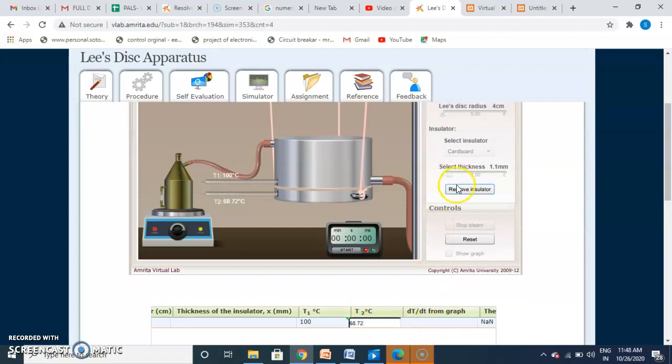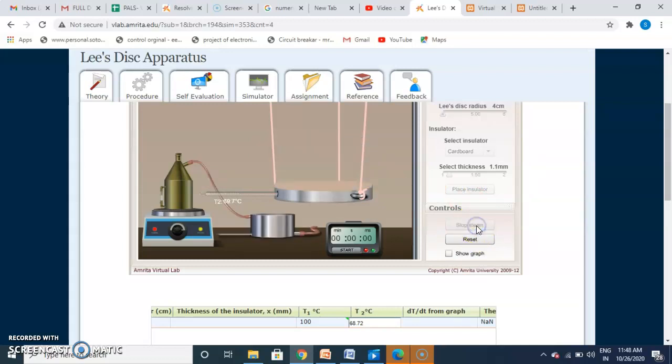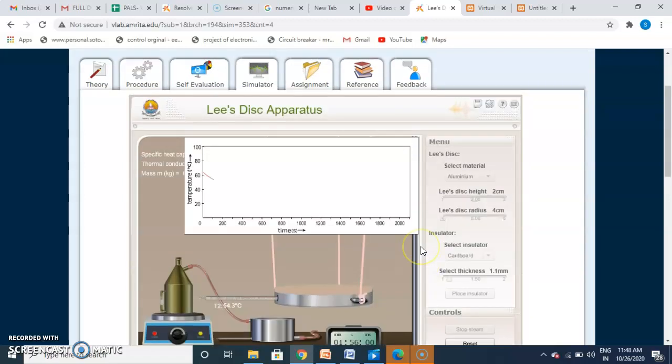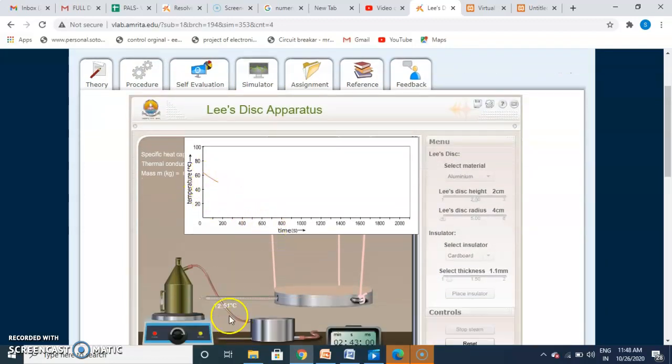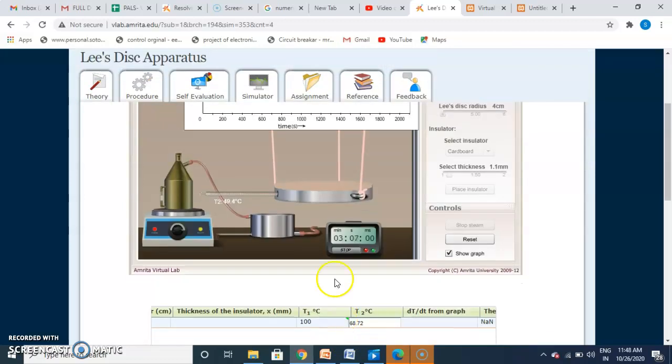And now I'm removing the insulator, and I stop the steaming. Now just see, the temperature is getting down, and we have to start the timing and note the temperature and timing over here. If you click show graph, it will show you the graph. See the graph. The temperature is decreasing while the time is increasing, and you have to note the rate of cooling.